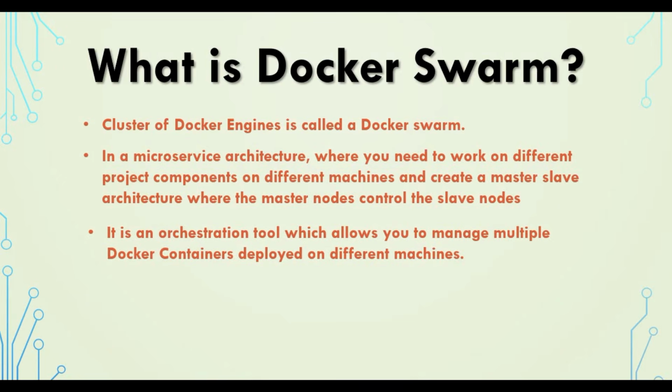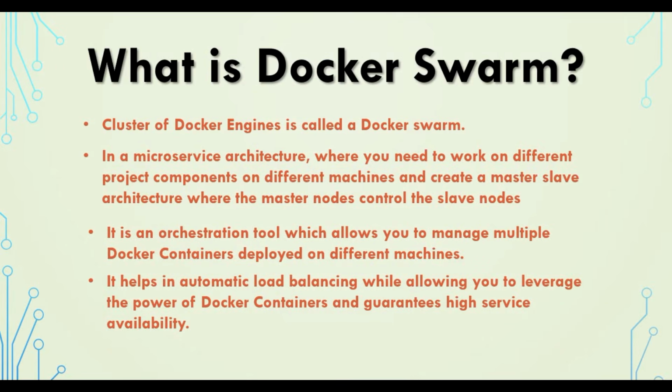and this will help us distribute the load on different nodes, and you can run your application or containers on different nodes, and it's easy for you to achieve high availability and reduce downtime, so that you can move one container from one node to another. Automatically those things will be done by Docker Swarm itself. If one of the nodes is down, it will automatically move the containers from that node to other nodes, and all those things will be done automatically. As I mentioned, it helps in automatic load balancing while allowing you to leverage the power of Docker containers and guarantees service availability.